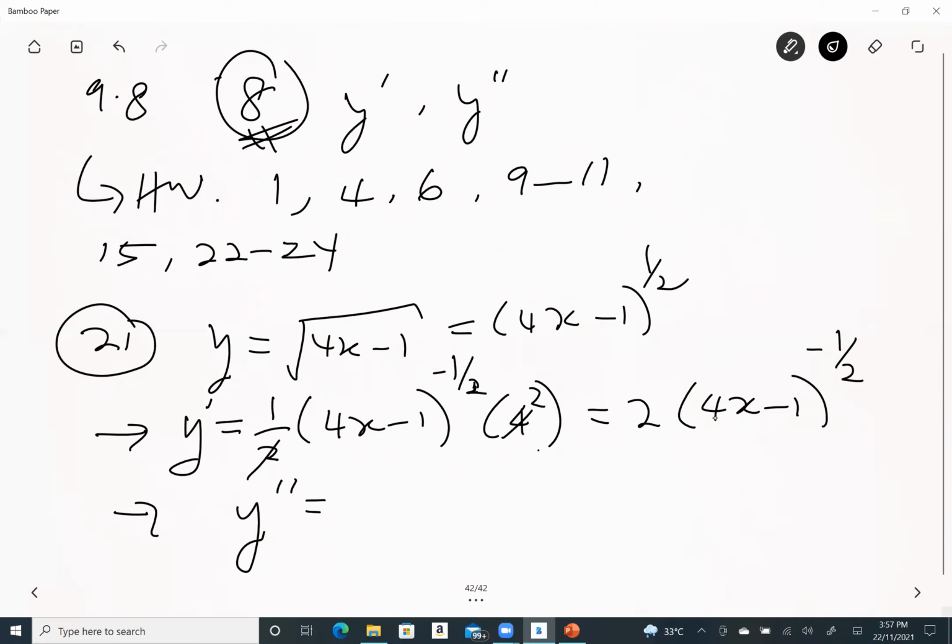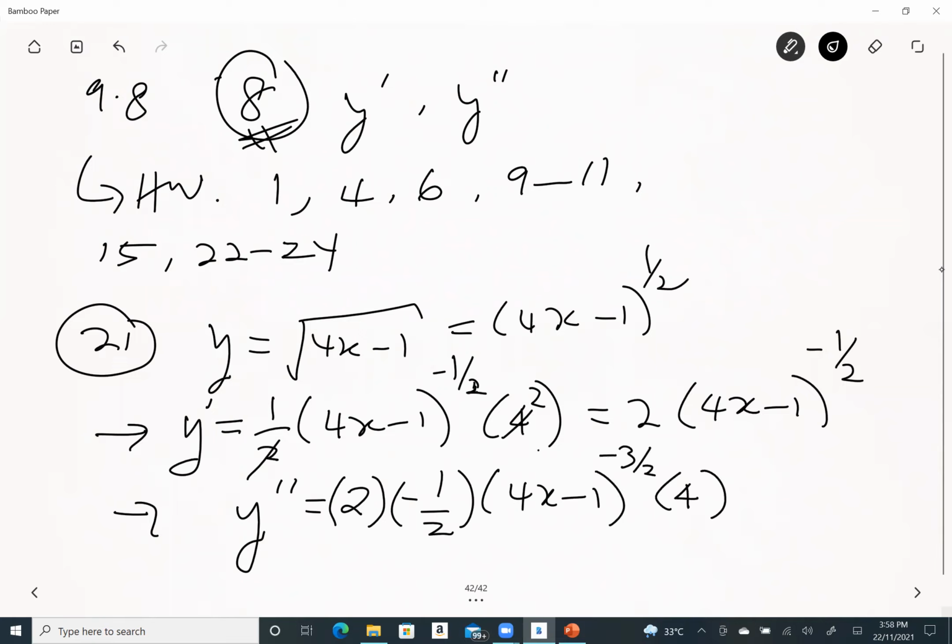Did you already include the derivative of the 4x minus 1? So you have to differentiate 4x minus 1. It will be 4. That's why you already put that in as 4. All right, good. So you got 2 multiplied by negative half, and then you got 4x minus 1, reduce the power by 1, that would be negative 3/2, multiplied by 4. So you got negative 4. Good, so that is the second derivative.